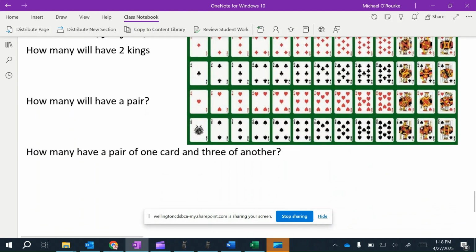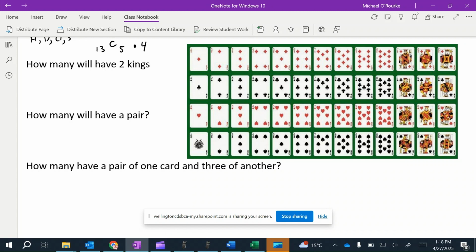Now, and I'll do a separate video, just tons of card ones later on. How many will have 2 kings? Only 2 kings. So it's going to have 2 separate sections. This is going to be for my kings. This is my other cards.